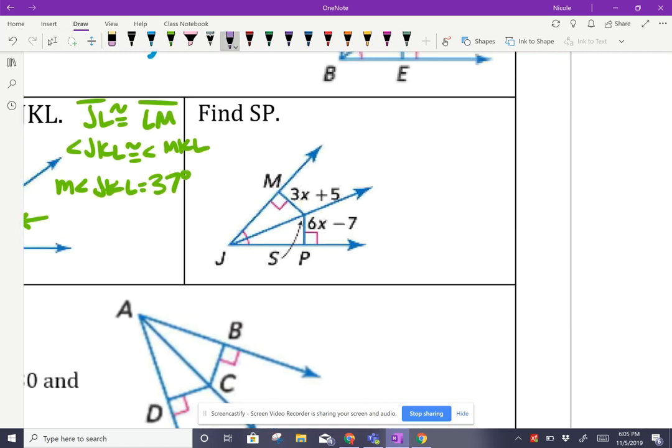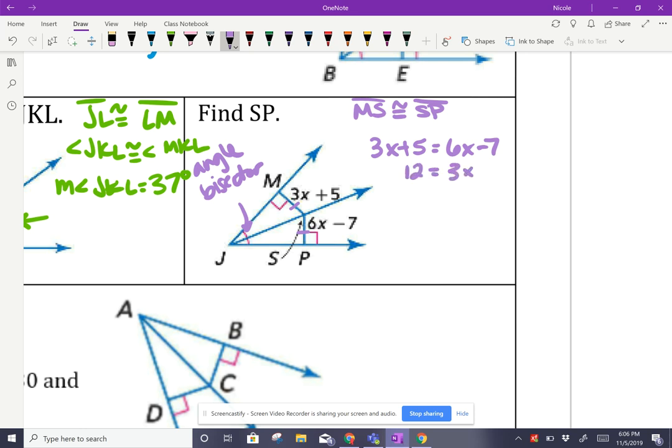And then SP here, again, we have notation showing us our angles are congruent. Angle bisector. So that means MS and SP should be congruent. Therefore, 3x plus 5 is equal to 6x minus 7. And we just need to solve for x first and then plug it back in. I'm going to bring that 7 over, and that's going to make this 12 equals 3x. 4 is equal to x. And for SP, we're going to do 6 times 4 minus 7. 6 times 4 is 24. Minus 7 is going to give us 16.